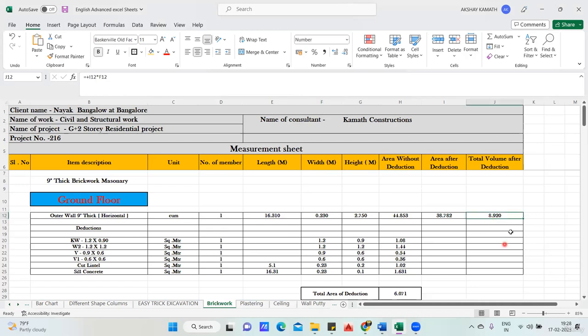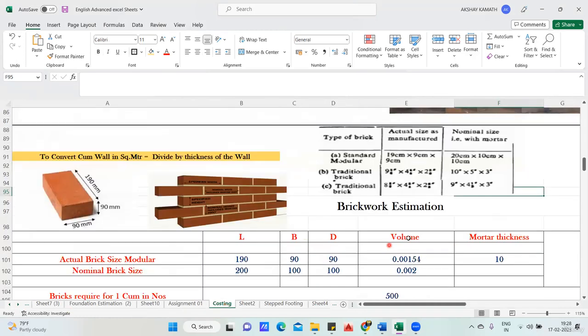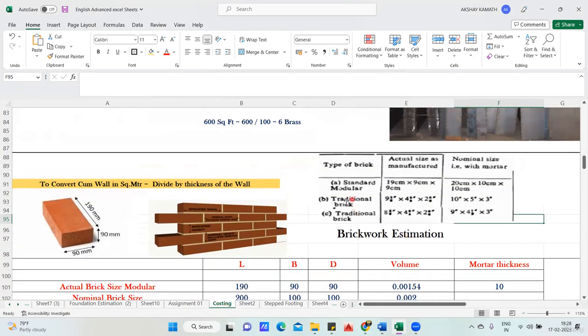But we don't know how much brick is required. We don't know all those things. So for that, first we'll understand the costing basic part, and later we can find how many bricks are required. First, understand there are two types of brick. I mean, there is only one type of brick.